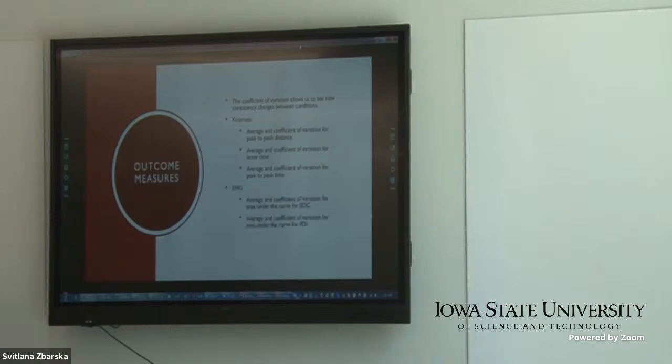For EMG, we looked at the average and coefficient of variation for the area under the curve for both the EDC and the FDI muscles, but these will not be included in our results section because they were found to be insignificant.